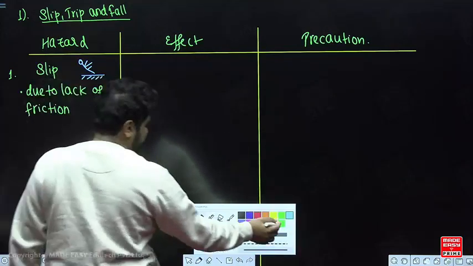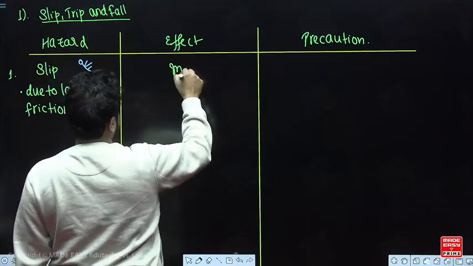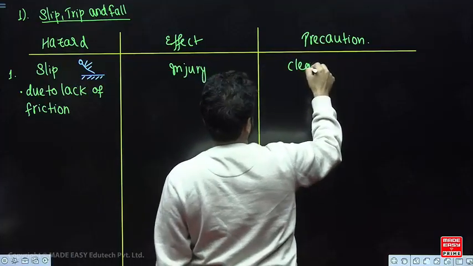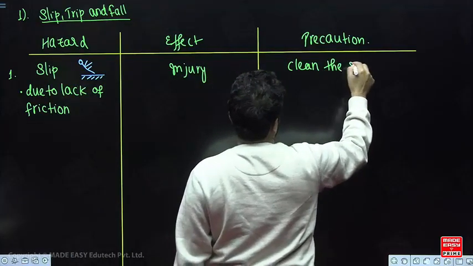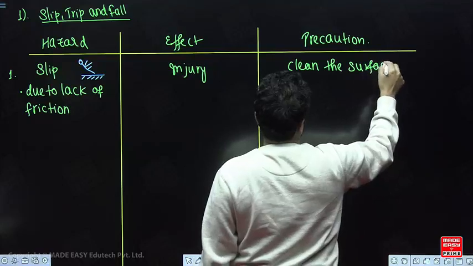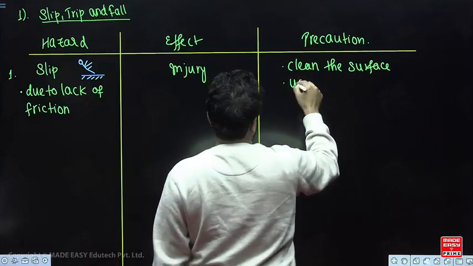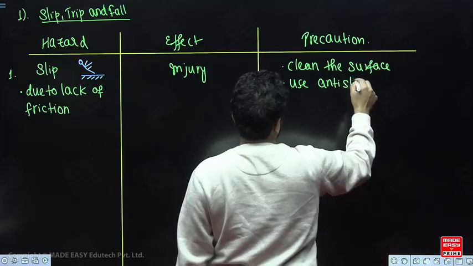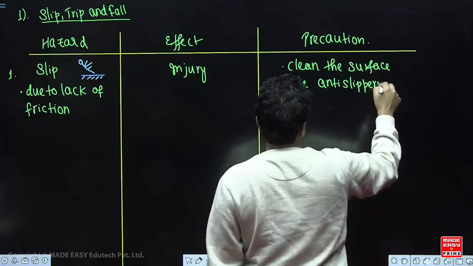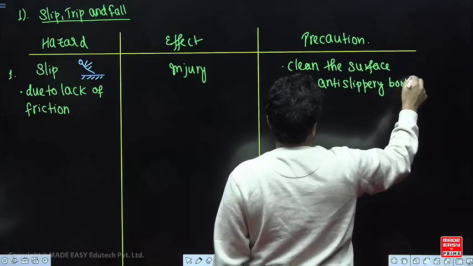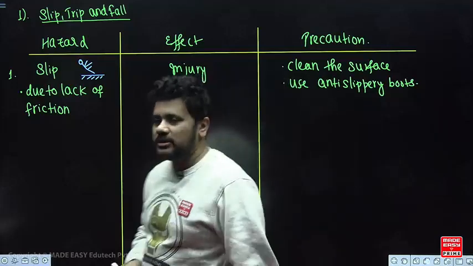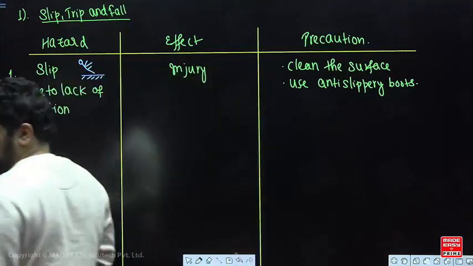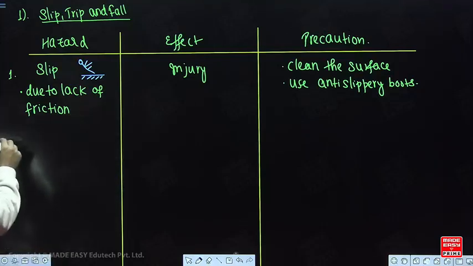What is going to be the effect? Effect जो होगा injury. Precaution is clean the surface, or use anti-slippery boots. Use anti-slippery boots, है ना? Surface clean करके चलो तो slip नहीं करोगे. Suppose if it is greasy, clean it. If it is watery, clean it. Right?